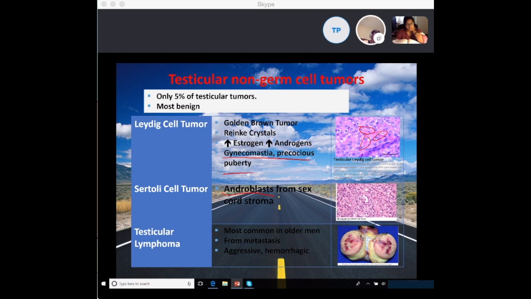Like mentioned earlier, testicular lymphoma is the most common testicular cancer in men over 60. It is almost always a non-Hodgkin lymphoma, and the most common type is a large B-cell lymphoma. It does form metastases, and it is a very aggressive and hemorrhagic tumor. So not good there.